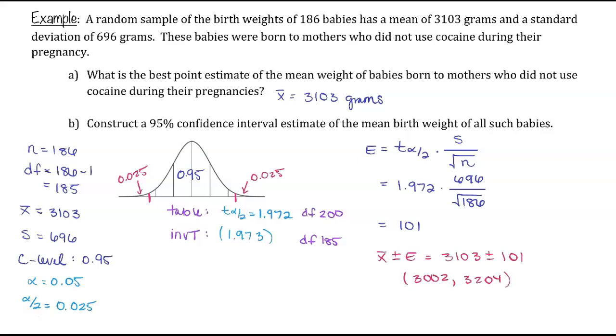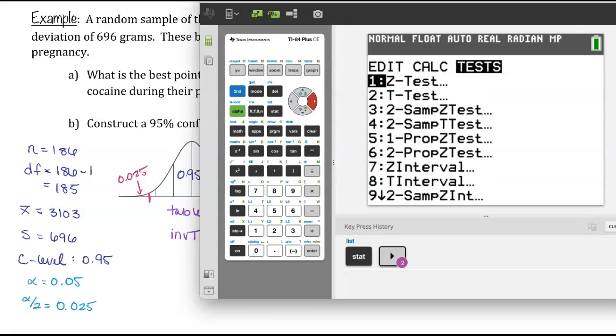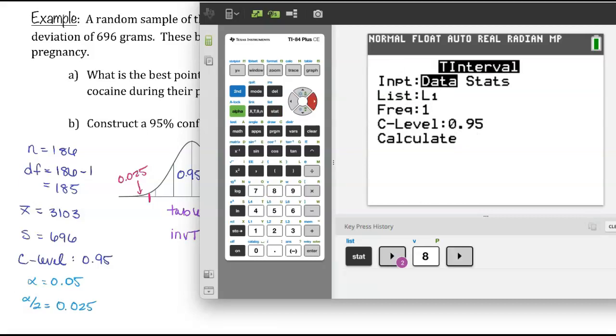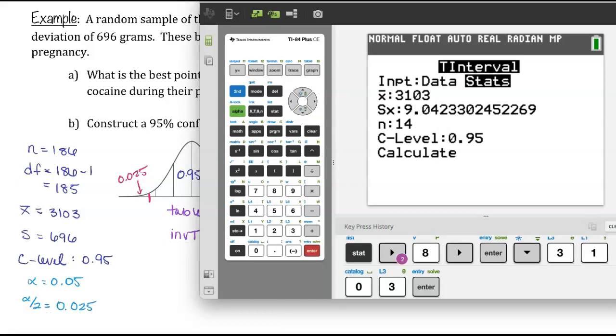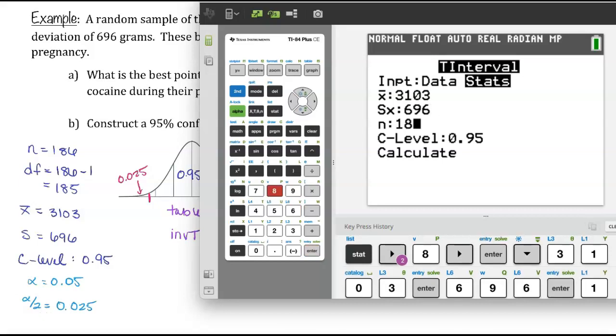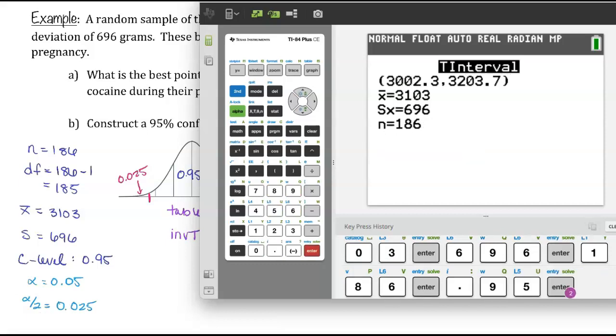Now I'll show you how to construct this interval using your calculator. Heading to the Stat menu and toggling over to Tests, we want option 8, t-interval. Since we have summary statistics, we want to choose Stats, and we'll enter our sample mean, 3,103, our sample standard deviation, 696, our sample size, 186, and our confidence level of 0.95. Pressing Enter while Calculate is highlighted gives us the same exact interval that we just calculated by hand. Rounding to no decimal places, we have 3,002 to 3,204.